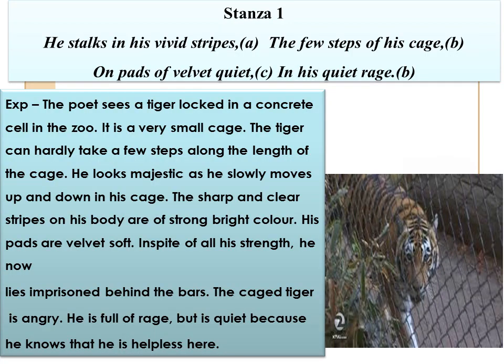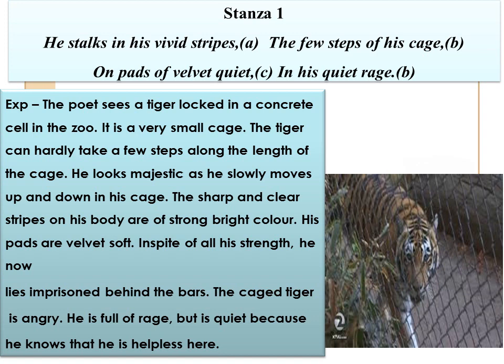Let's study the first stanza. He stalks in his vivid stripes, the few steps of his cage, on pads of velvet quiet, in his quiet rage.